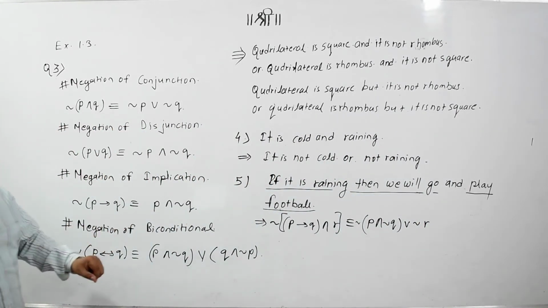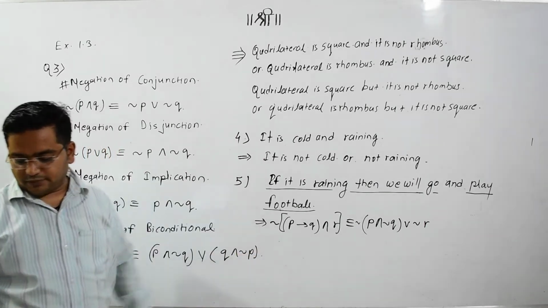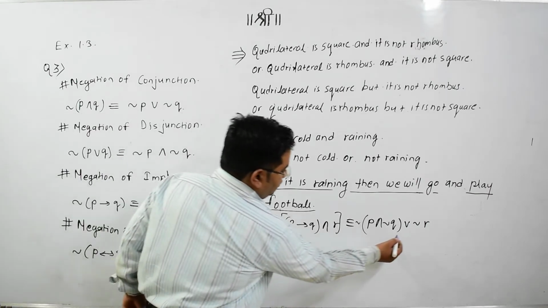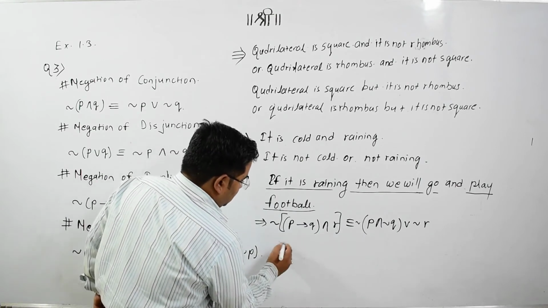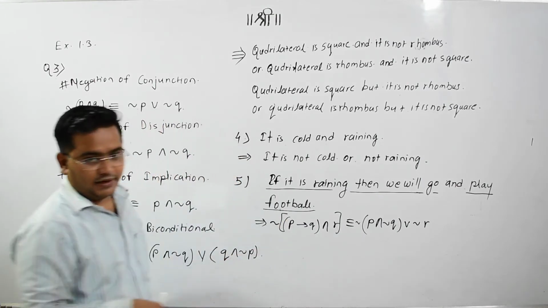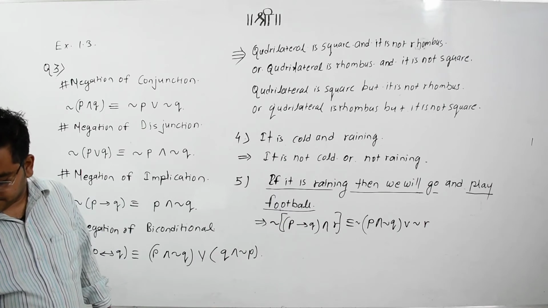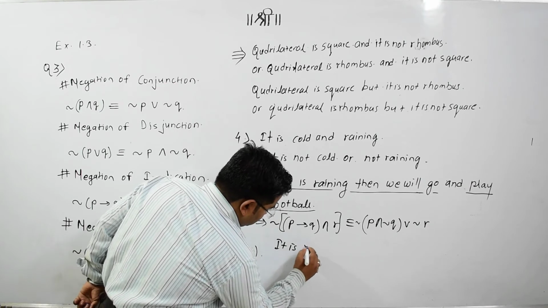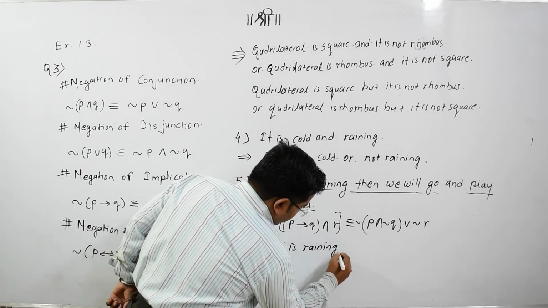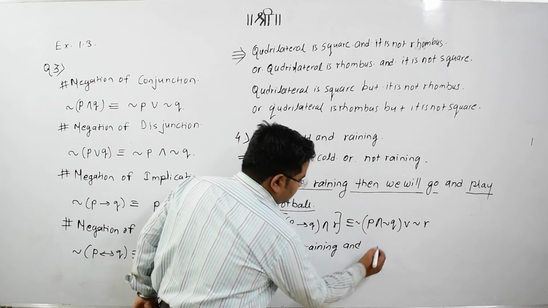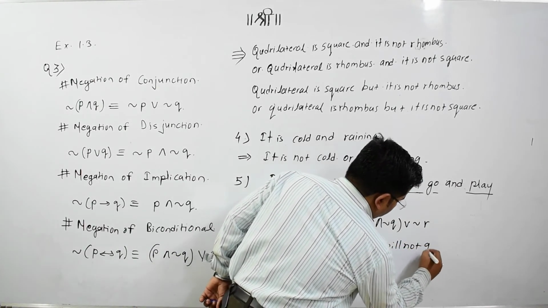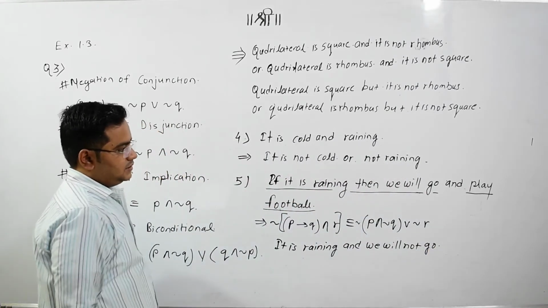So look at it properly. We can perform this statement. How can it be performed? It is raining and we will not go. First I would like to perform this. It is not raining. Look at it properly: it is raining and we will not go. First, done.